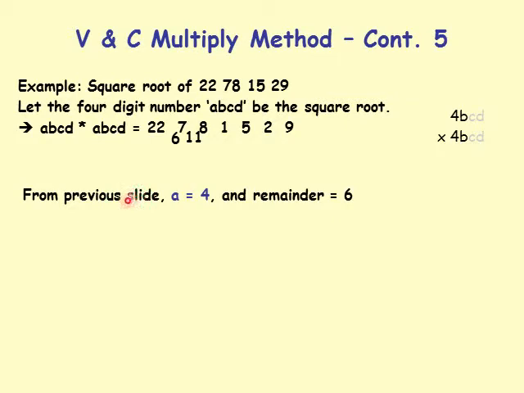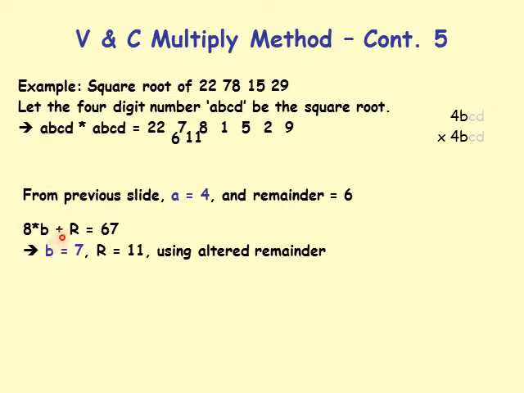That means we come back to 67 here. A is equal to 4 and remainder is 6. Okay, let's continue here. That means we used a value 8 before, now we'll use 7 here. 8 times b plus r is 67. Then b is equal to 7 and r is equal to 11.